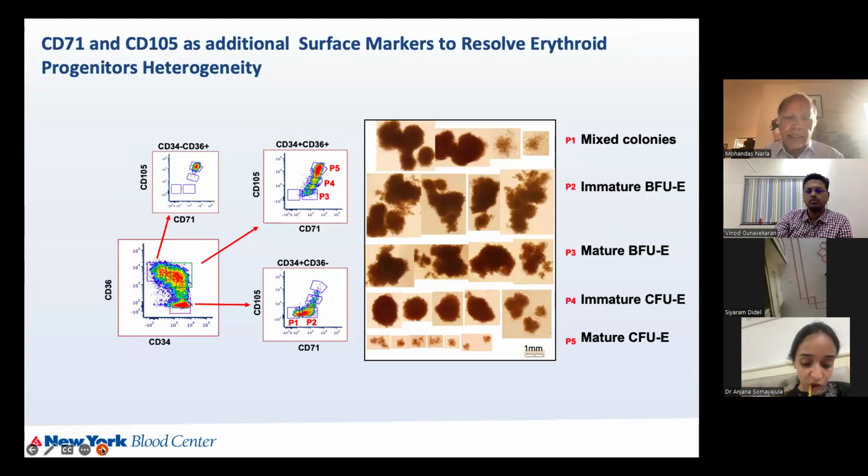So using multiple markers like CD34, CD36, transferrin receptor, and CD105, we recently published that we can actually distinguish at least 4 distinct stages of erythroid progenitors. One is the so-called immature BFE, which is the one I showed you before, which is large colonies with tens of thousands of cells, or mature BFEs, or immature CFEs, and mature CFUs. So now we are actually able, using flow cytometry and primary human bone marrow, to find out how many of these different development stages are present in the bone marrow. Can I have the next slide?